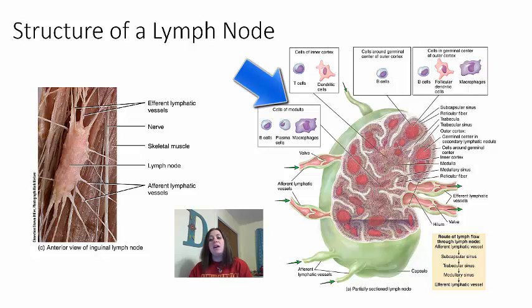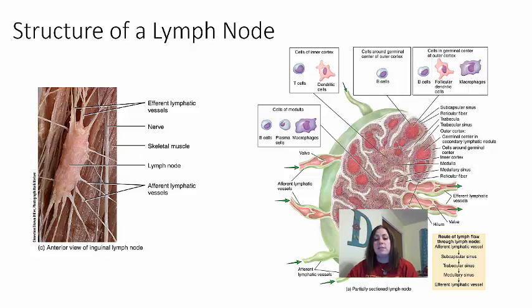Over here on the right side, you can see the more cartoony type diagram, which shows you what it looks like. You'll see that you have the cortex, which is going to have those T cells and macrophages, and the medulla, which is going to contain more of the B cells. The fluid comes through here, it gets filtered, and if stuff is too big or it's a foreign invader, it gets trapped in these areas.